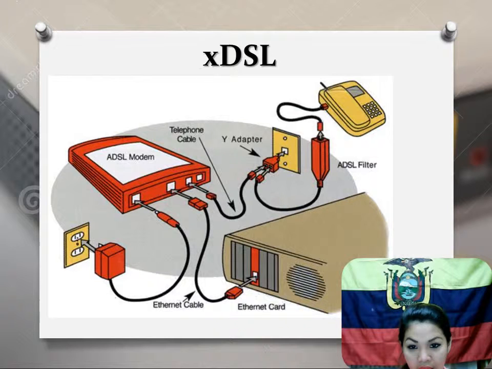xDSL is a technology in which a terminal xDSL modem device is needed at each end of the copper circuit, which accepts a data stream in digital format and overlays it onto a high-speed analog signal.